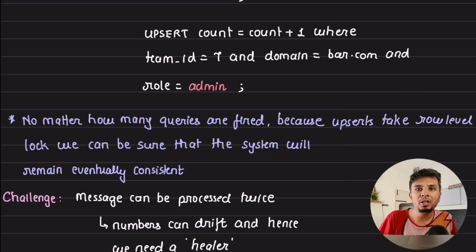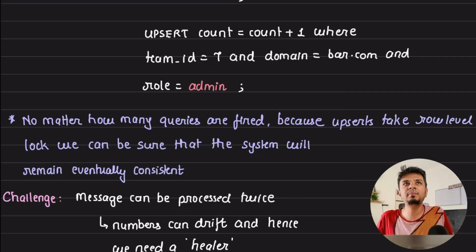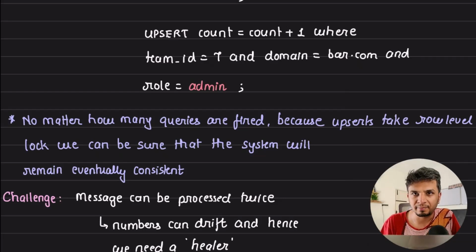Right? Now there are multiple such statements fired, but no matter how many queries are fired, because upsert is taking a row level lock, it is ensuring that the system is eventually consistent, because you are not missing out on anything. Right? And this is very important. Plus, you are not wrapping multiple statements in a transaction which might lower the throughput. So you're still getting enough throughput out of the system.